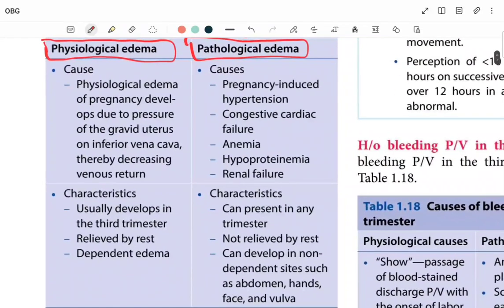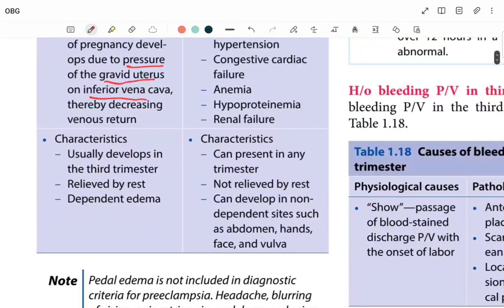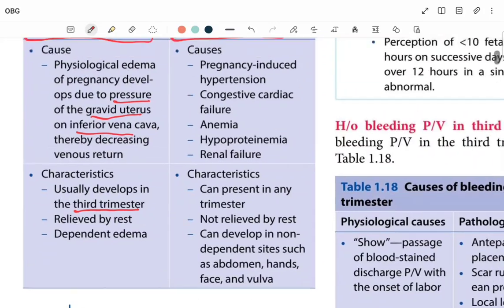Physiological edema of pregnancy develops due to pressure of the gravid uterus over the inferior vena cava, thereby decreasing the venous return. That is the main cause of physiological edema during pregnancy. Characteristically, it usually develops in the third trimester. It is relieved by rest and it is a dependent edema.